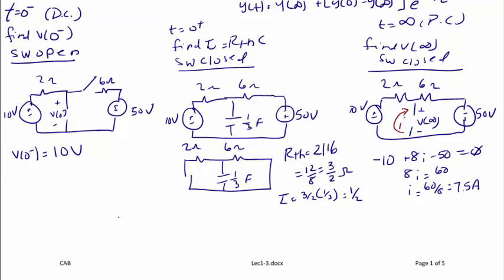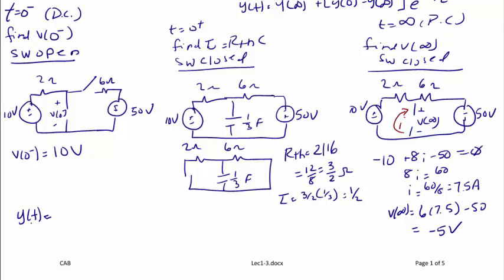So V of infinity is equal to 6 times 7.5 minus 50, or V of infinity is equal to -5 volts. So now we have all the information we need in order to write the equation.